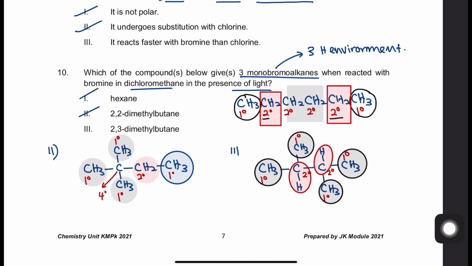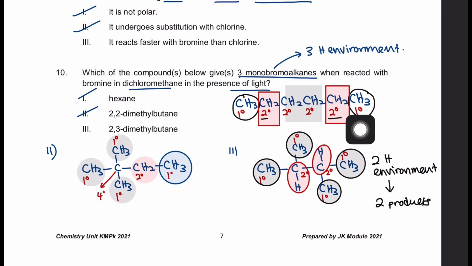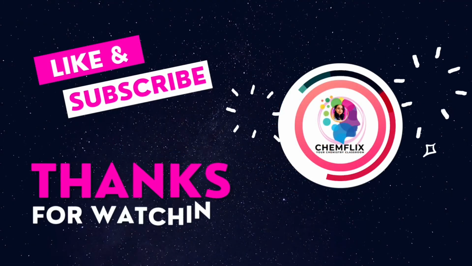So here, we only have two hydrogen environments. If you have two hydrogen environments, you can only have two monobrominated products. Whereas hexane has got three different hydrogen environments. Same goes to 2,2-dimethylbutane. It has got three different hydrogen environments. I hope you got that. And that's all for this video. Thank you.